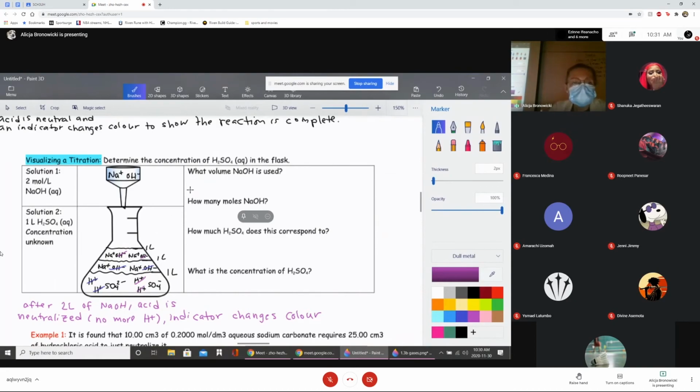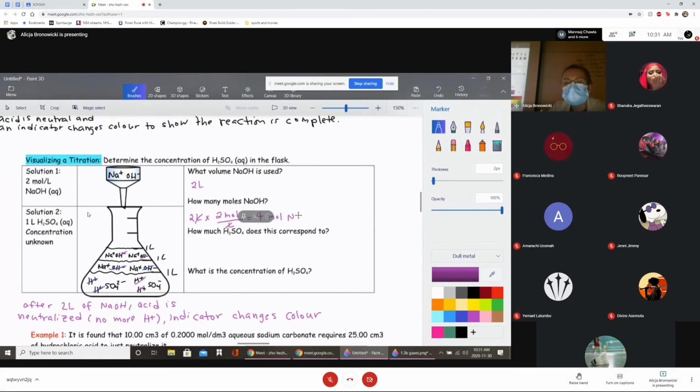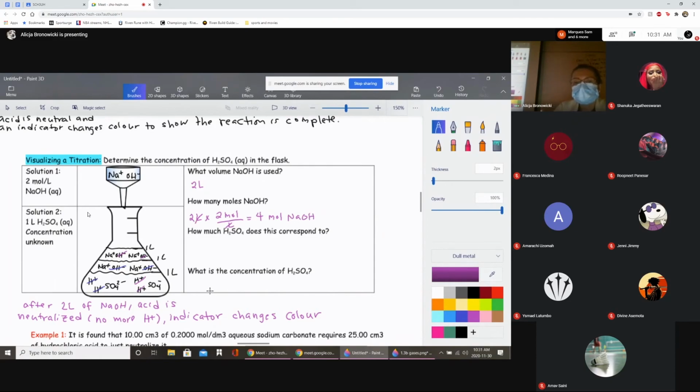Okay, so what volume of sodium hydroxide did I use? Well, I used 2 liters. How many moles of sodium hydroxide is that? So 2 liters times my concentration, 2 mole per liter. So I have used 4 moles of sodium hydroxide. Okay, how much H2SO4 does this correspond to? So I need to connect my sodium hydroxide and my sulfuric acid in an equation.